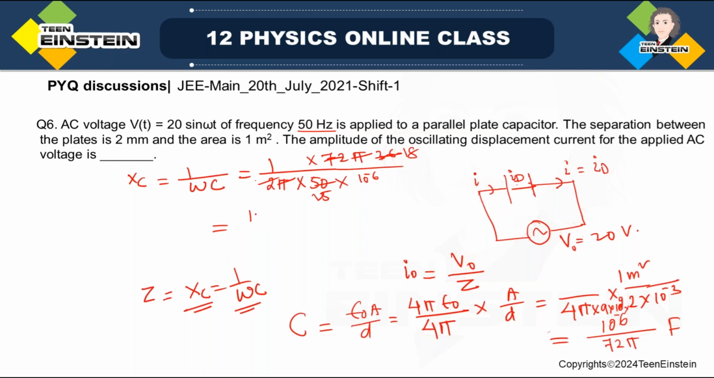Say 100, 18 into 100 into 10 to the power 4 divided by 25. So this 25 into 4 will give you 100. So ultimately what we get is 18 into 10 to the power 4. Okay, 18 into 10 to the power 4.